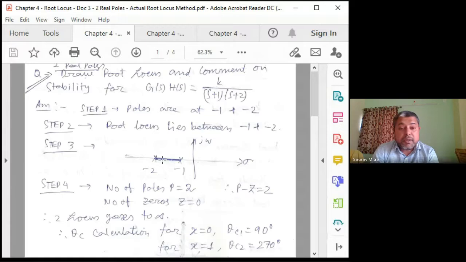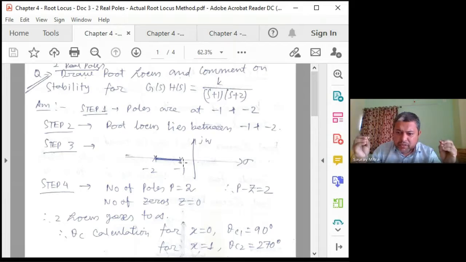The answer is yes, because for any point between minus 1 and minus 2, say any point from minus 1.01 to minus 1.99, on the right side there is an odd number of poles and zeros. That means minus 1.01 to minus 1.99, all points are part of the root locus. That means you have to darken this part. What is the meaning?